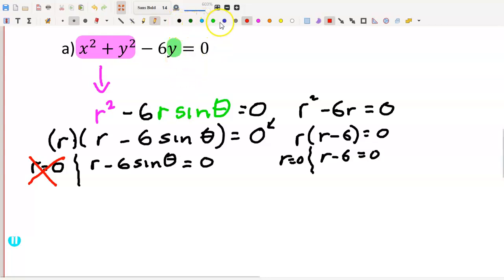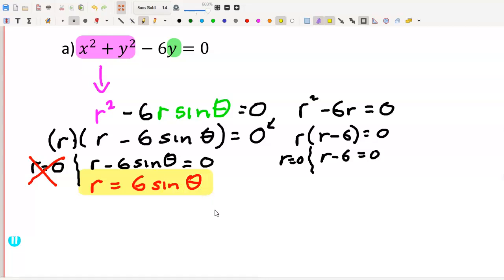So with the remaining factor, we can solve for r. We can add the 6 sine theta and accomplish our goal of having r equals. So the first goal was removing all the x's and y's, replacing them with r's and thetas. The second goal, using algebra, is to get r equals. Now, if you compare the equation we started with to what we ended up with, the answer is much simpler.